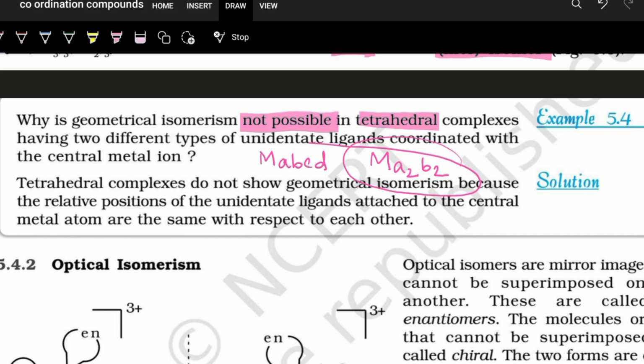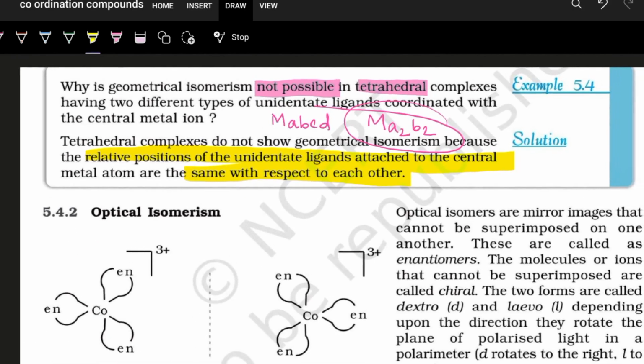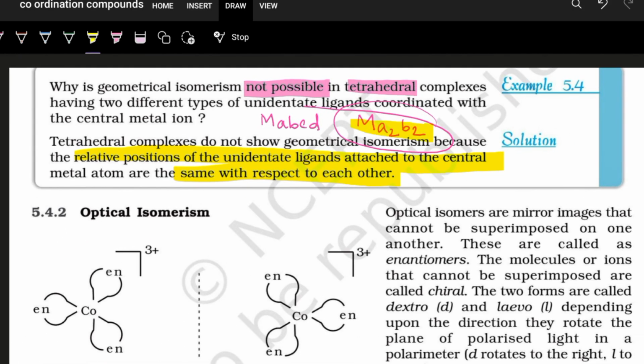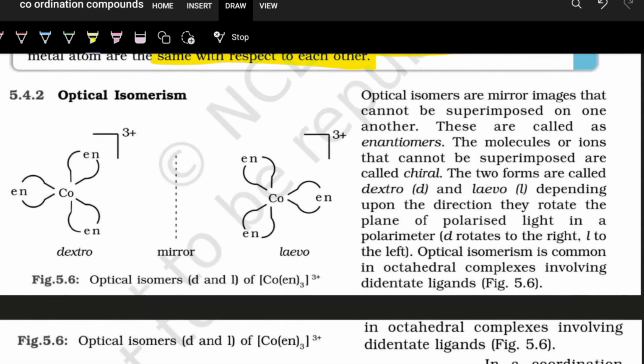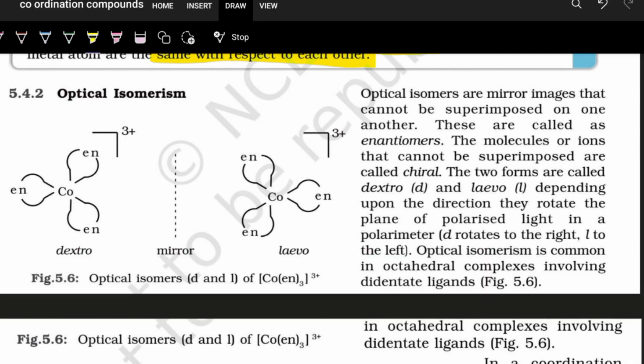Why is it so? Because if you try to locate them, what will happen? Their relative position will appear to be the same with respect to each other. When you observe it in 3 dimensions, you try to rotate the compound and view it from all directions, you will see you don't get a different representation. It seems to be the same.